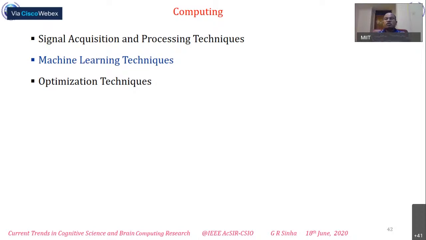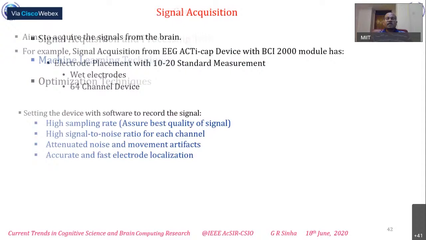So the next task is choosing an appropriate soft computing method so that proper analysis can be made. When we talk about computing, there are signal acquisition and processing techniques, machine learning techniques, and optimization techniques. We acquire the signal with the help of different signal acquisition systems. What is important in signal acquisition is that the sampling rate must be high. All those who are aware of electronic systems know this is a simple requirement in all electronic and digital systems. Sampling rate must be very, very high.